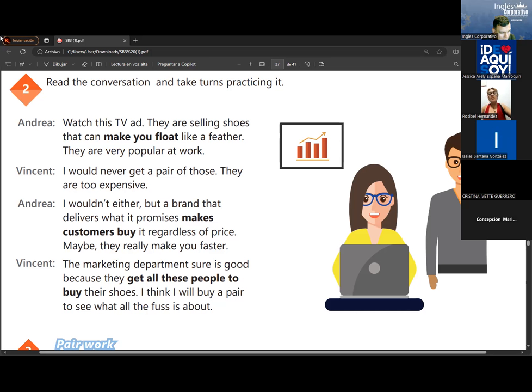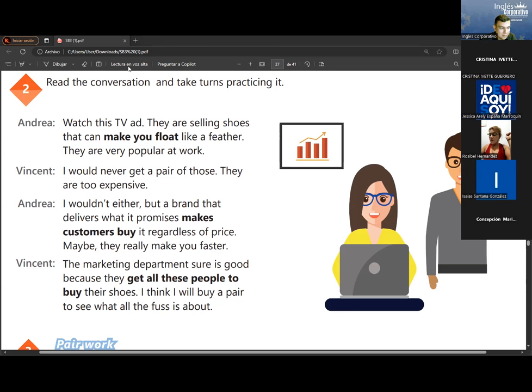Okay, is there any question with the pronunciation or the meaning of any word? How do you pronounce it, feather or feeder? Feather. Feather. Feather. Okay. Feather.